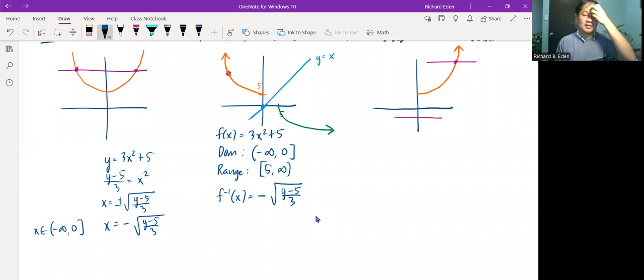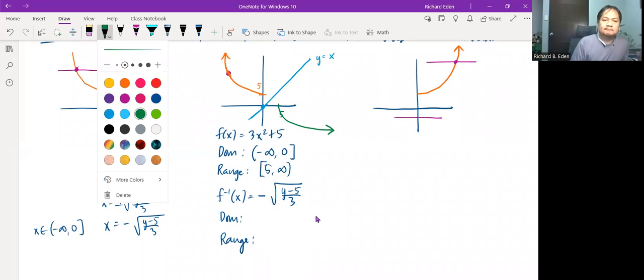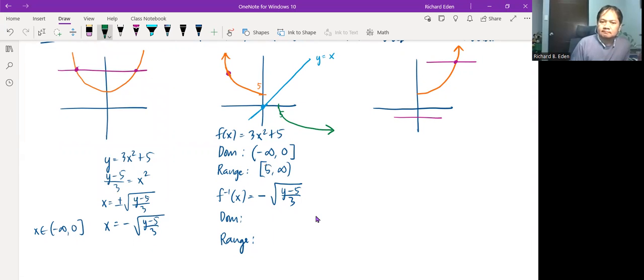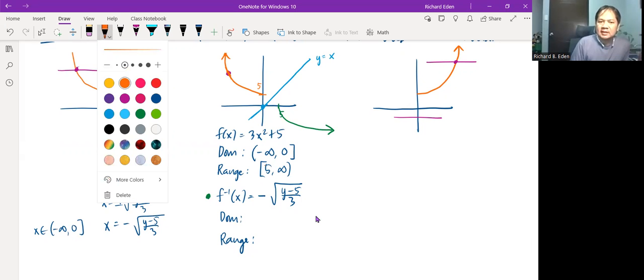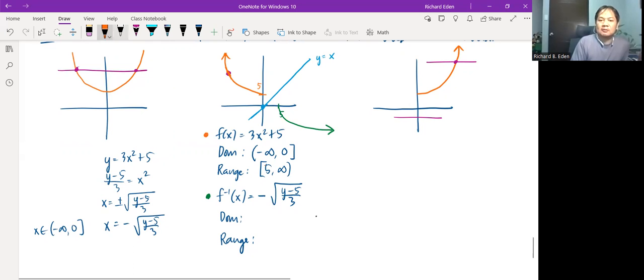And for this inverse, what is its domain and its range? Domain. From the x, it is 0 to negative infinity. This time, look at the green function. The domain is from 5 to infinity. And what's the range now?